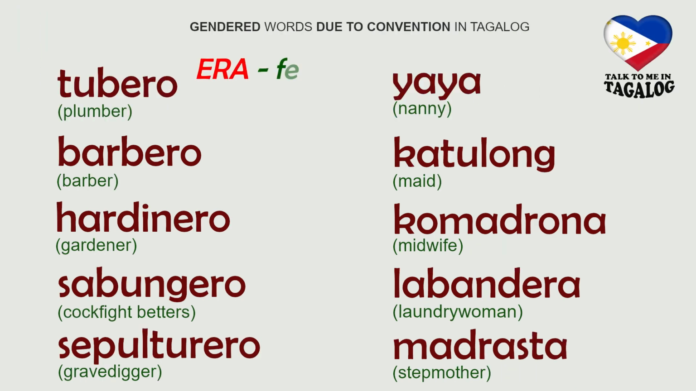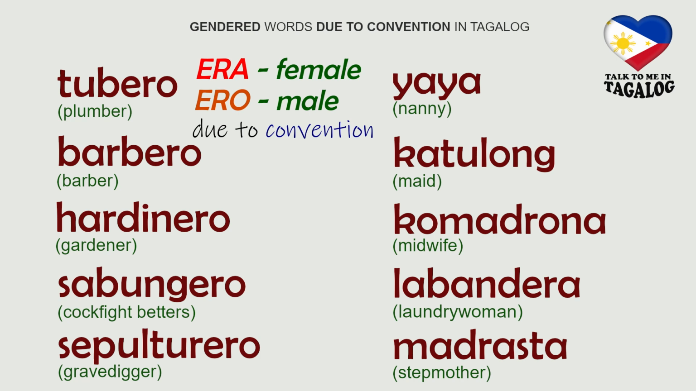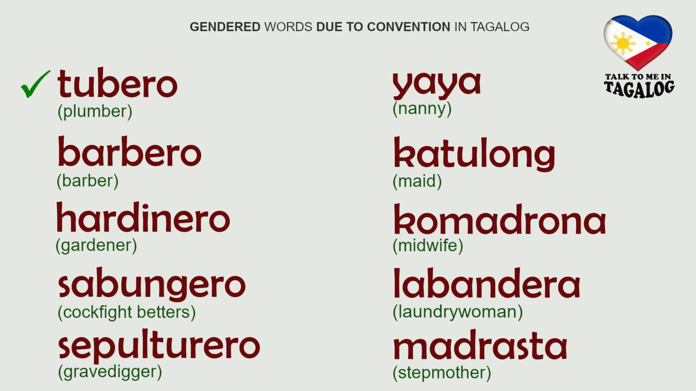Words ending in era usually indicate a female, and ero stands for male. Some words take both an era and ero suffix. Others take only one or the other. This could be due to convention. For example, tubero, meaning plumber. We don't say tubera in Tagalog to refer to women who do plumbing works because such a word doesn't exist in our language. And the profession of plumbing was historically a predominantly male job. The same goes for barbero. Barbero, meaning barber. Next, jardinero. Jardinero, meaning gardener. Some Filipinos may say jardinera for a female gardener, but it's a non-standard Tagalog.